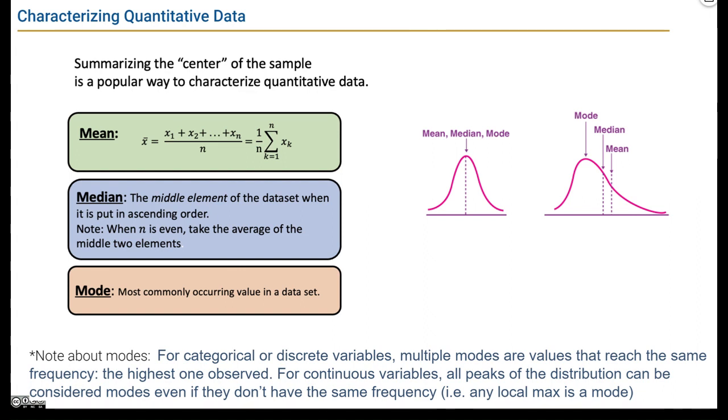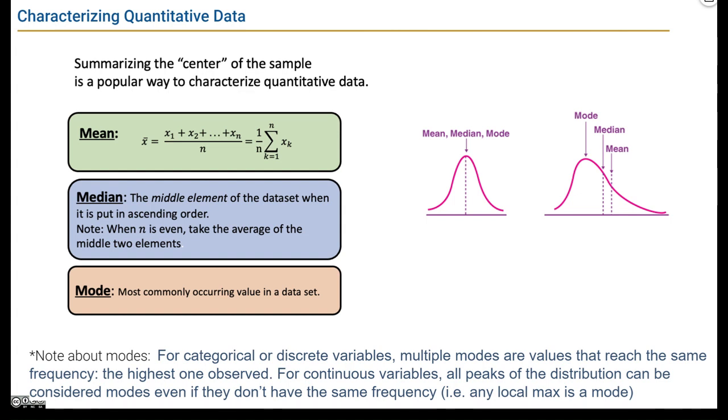The median is your middle element of the data set when it's put in ascending order. And if you have an even number of data points, our convention is going to just be to take the average of the middle two elements. You don't even have to worry about it because Python's going to do this for you behind the scenes. So you can just leave it at that. And then the mode is your local max or your global max for continuous data or quantitative data. And then for qualitative data, it'll just be your most commonly occurring value.